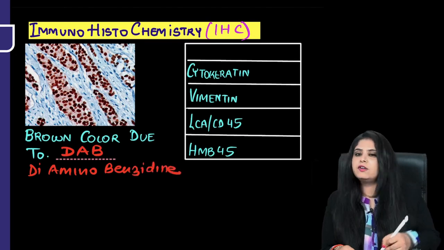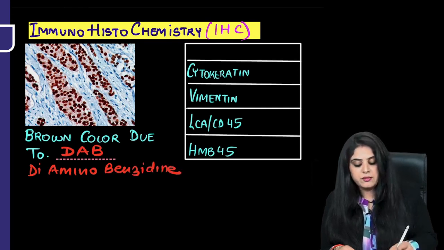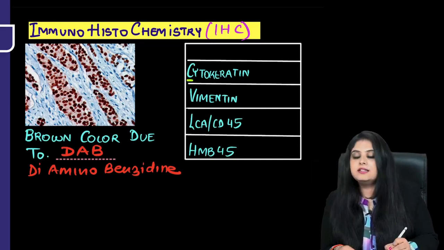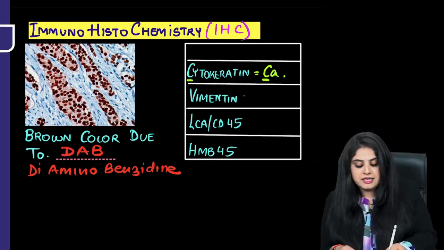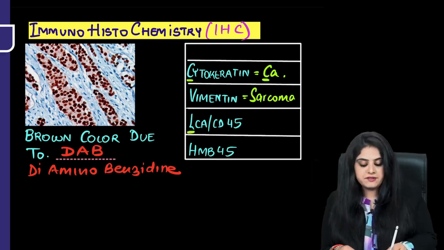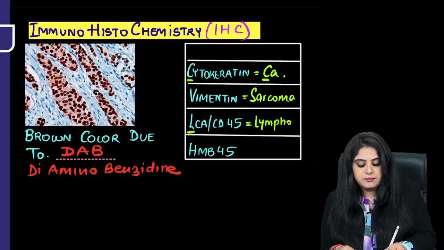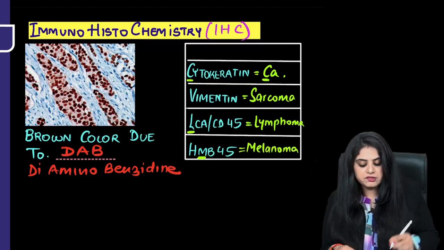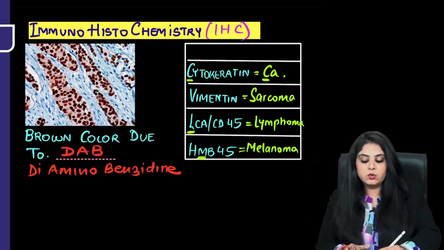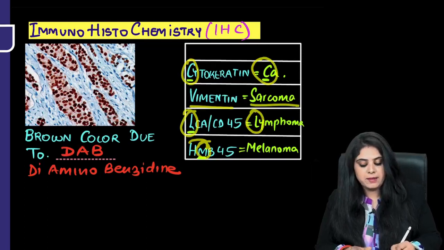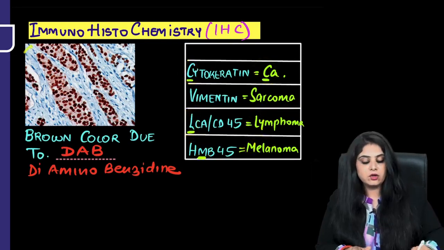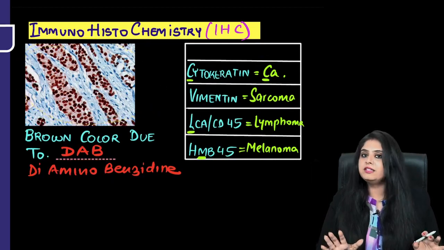Now the question they will ask you is one or two very important ones. Cytokeratin, remember C for C. If cytokeratin IHC has come positive, you are thinking of carcinoma. If Vimentin has come positive, you are thinking of sarcoma. If LCA or CD45, LCA L for L, you are thinking of a lymphoma. And if HMB45 has come positive, you are thinking of a melanoma. Of course, there are many more IHCs which I will teach you in the course, but remember, cytokeratin carcinoma, Vimentin sarcoma, LCA is lymphoma, and HMB45 is melanoma. This is all brown color because of diaminobenzidine. The neoplasia images are done.